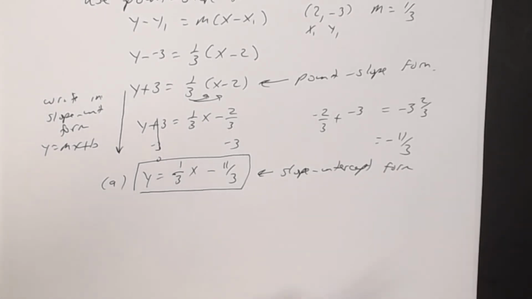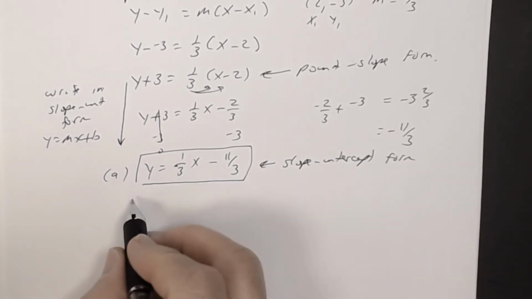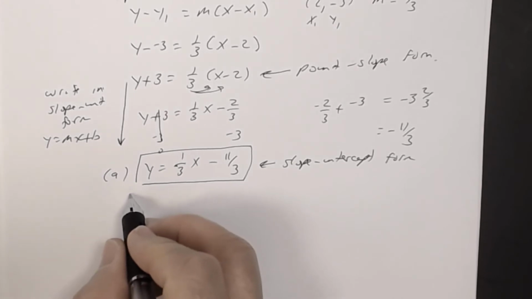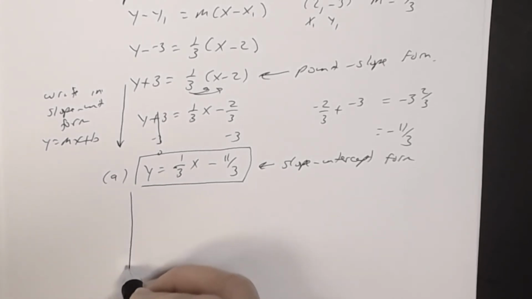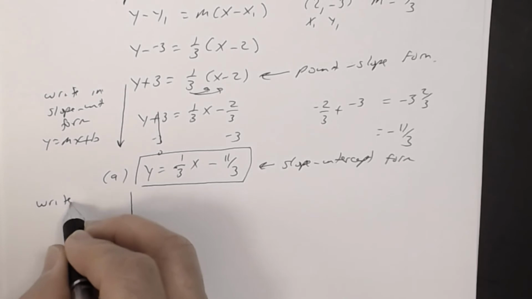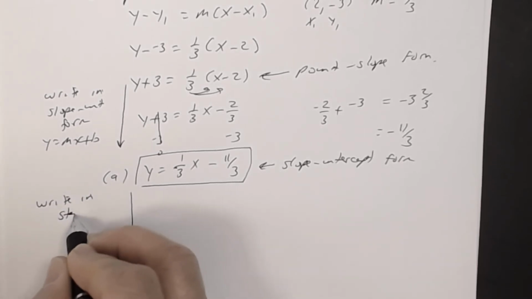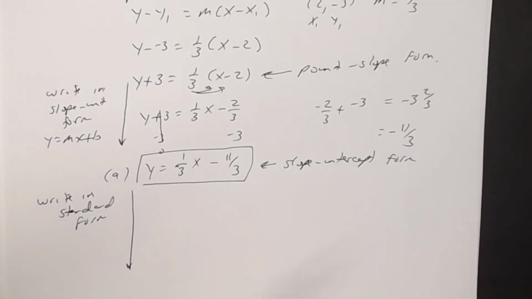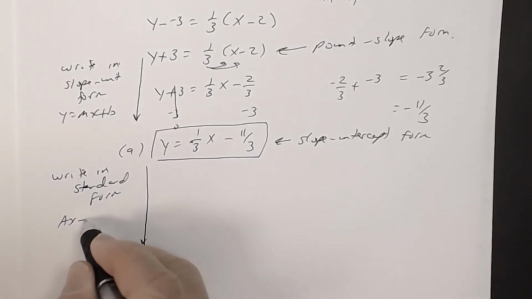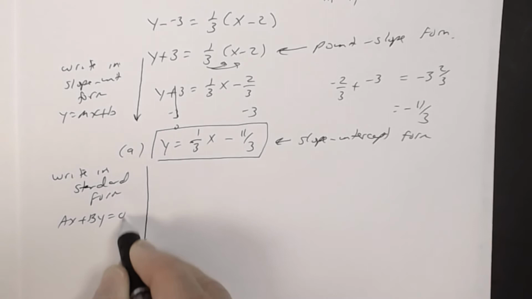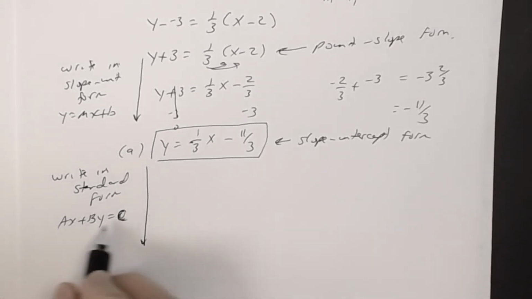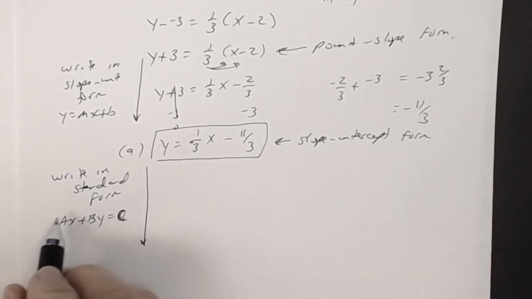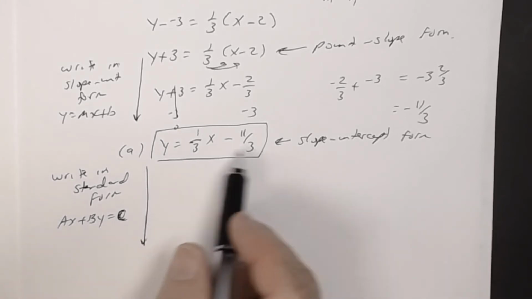Okay. Now we want to write this in standard form. So I need to go to part B now. So write in standard form. Remember, standard form is ax plus by equals c, and a, b, and c are integers, and a must be positive. Okay? So let's clear the fractions.